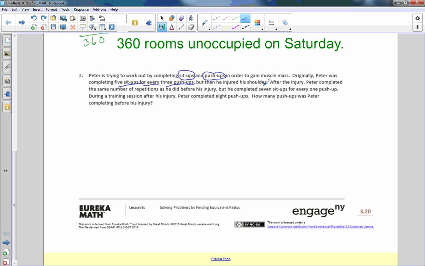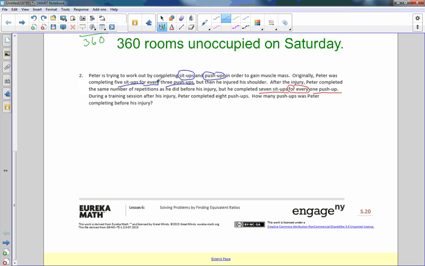But then he injured his shoulder. After the injury, Peter completed the same number of repetitions as he did before his injury, but he completed 7 sit-ups for every 1 push-up. So he couldn't do as many push-ups as before. It was 5 to 3, now it's 7 to 1. 5 and 3 is 8, 7 and 1 is 8. The totals are the same.